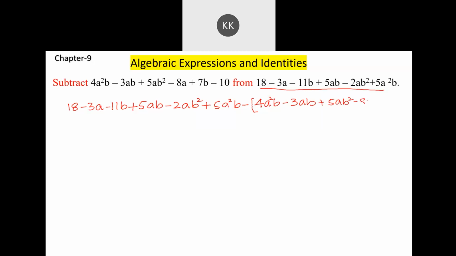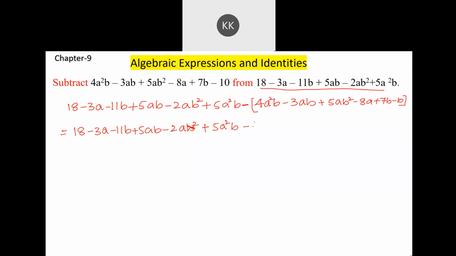5ab square minus 8a. As someone said, we have to change the sign because this minus, when it is multiplied, it is like minus 1 is multiplied to each of these terms, distributive property. So first I will change the sign and I will write the expression. Then it becomes easy for solving. So the first set of expression, there is no change.